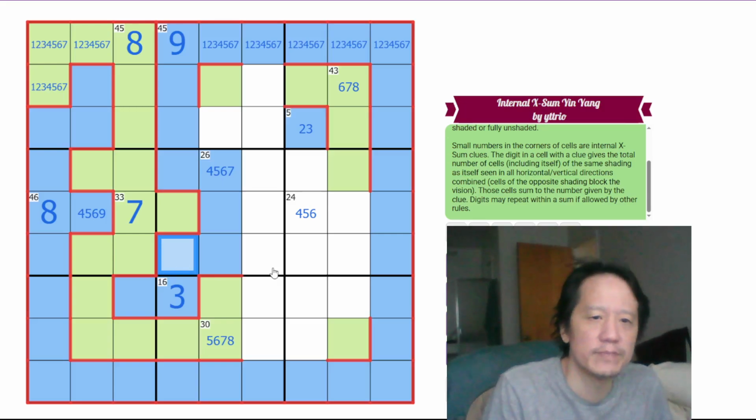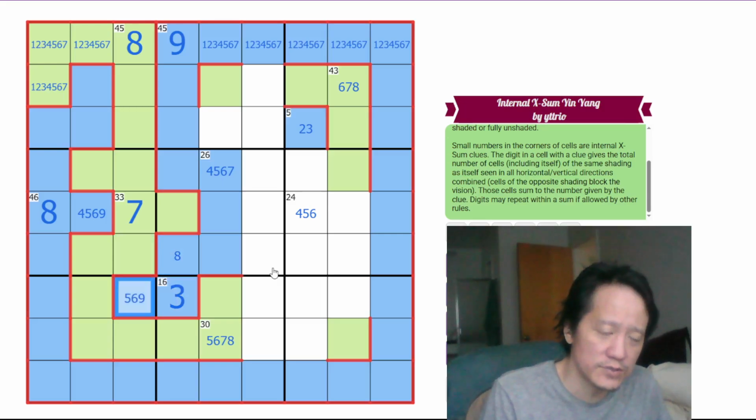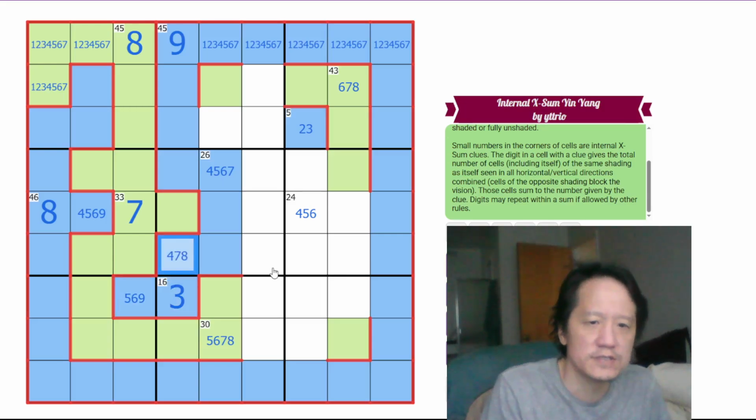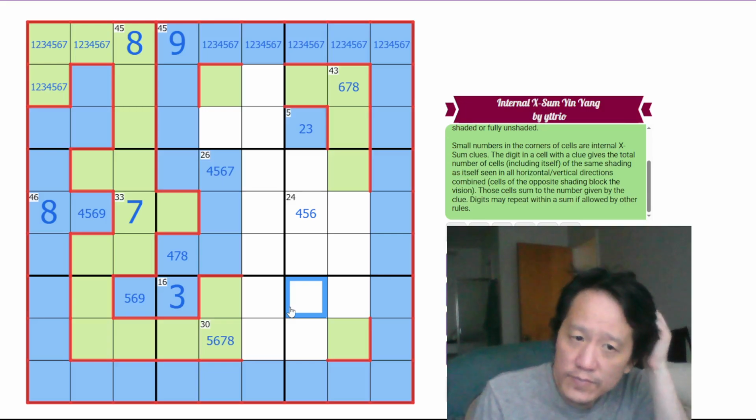Okay, so this is at most 8, which means this is 11 at most here. This must be 5 at least. 5, 6, or 9. To add up to 16, these 2 digits must add up to 13. So 4, 9, 5, 8, or 6, 7. So this sees 3.